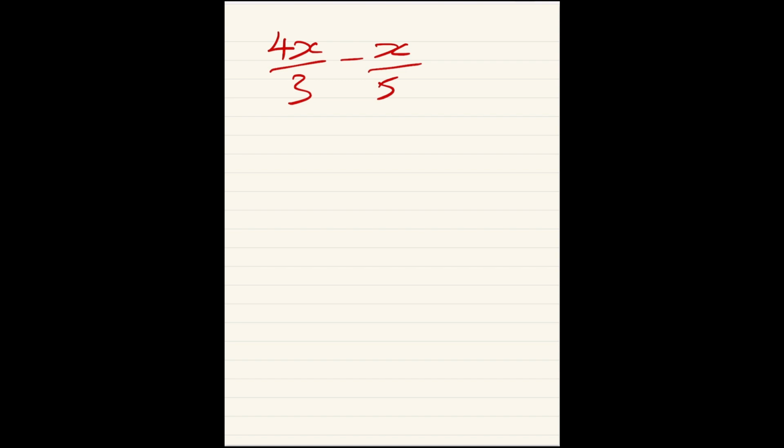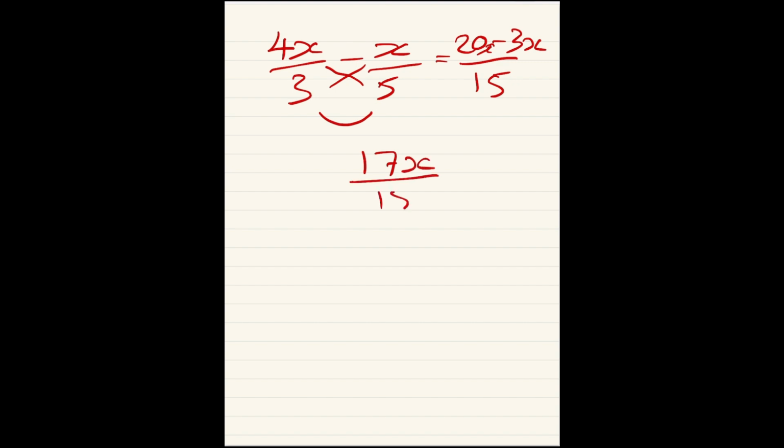If this was an ordinary fraction, we would either make equivalent fractions, or we would use this method, which is to multiply the two denominators to get 15, and then we'd multiply across diagonally to get 5 lots of 4x to make 20x, and 3 lots of x to make 3x. Always double check the sign you've got in the middle there. So this is a subtraction. So you've got 20x minus 3x. That gives us a total of 17x as a numerator over 15.